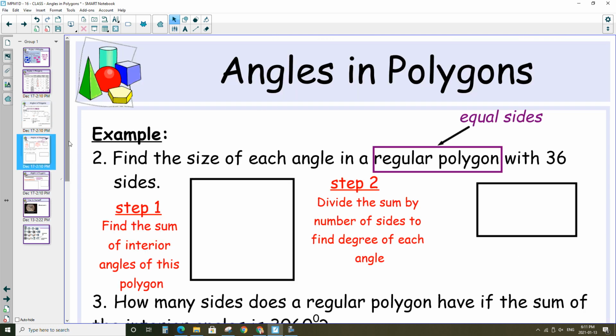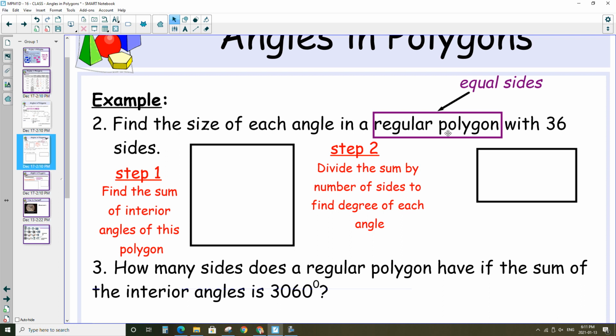Example 2, find the size of each angle in a regular polygon with 36 sides. A regular polygon is a polygon where the sides are equal to each other. So in the first step, you want to find the sum of the interior angles of this polygon. So what do all the angles have to add up to if there's 36 sides?